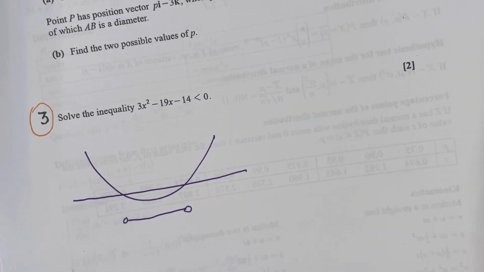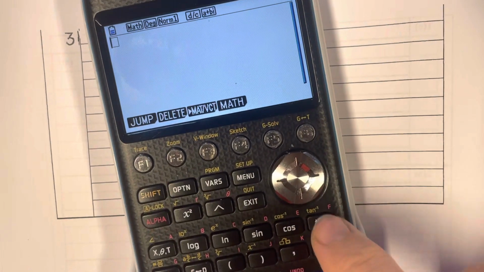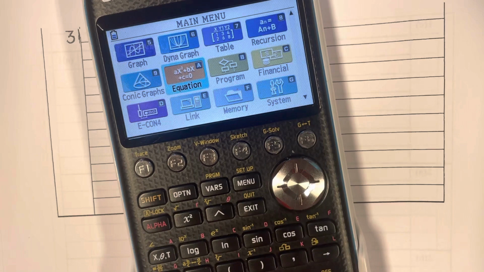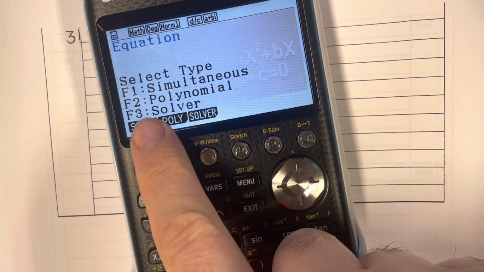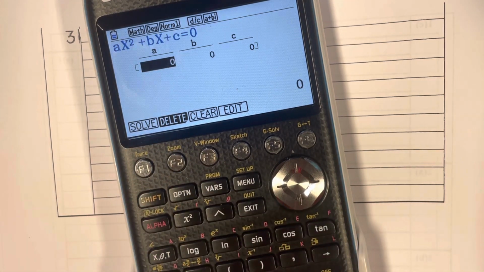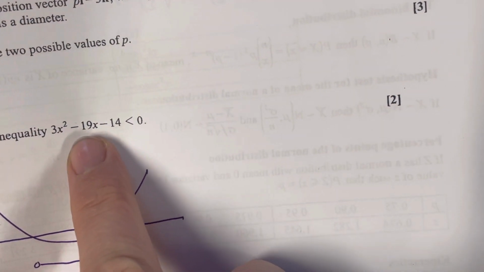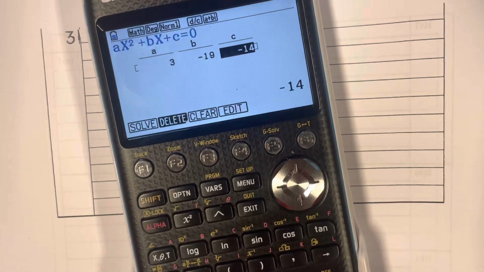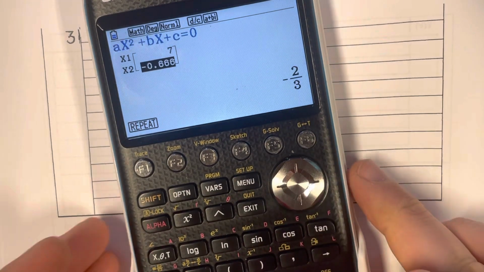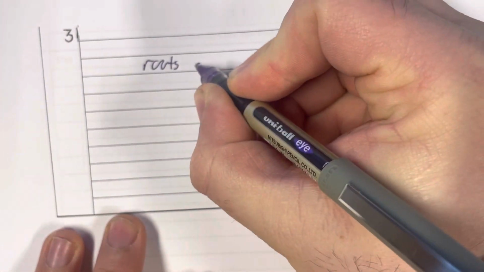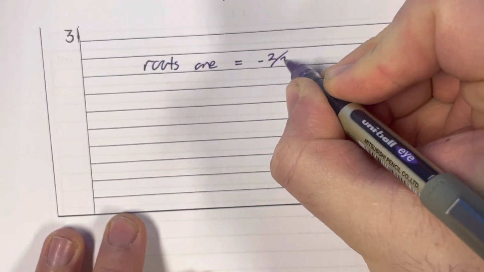So what I'm going to do is on my calculator, I'm going to go into equation solver, which is here, but is also available on the smaller calculators too. It's a polynomial, okay, because it's quadratic. It's degree 2 because it's quadratic, and the coefficients were 3, minus 19, minus 14. So I'm going to do 3, minus 19, minus 14, and I get 7 and minus 2/3. So my roots then are minus 2/3 and 7.